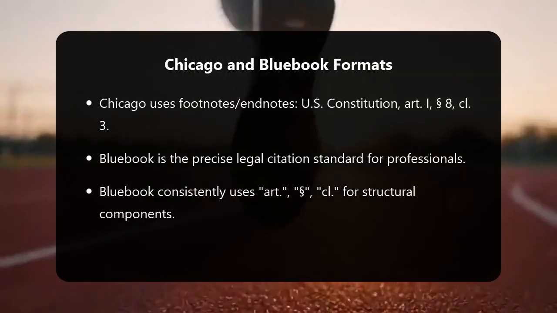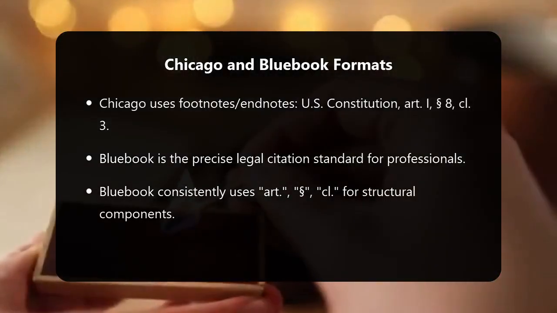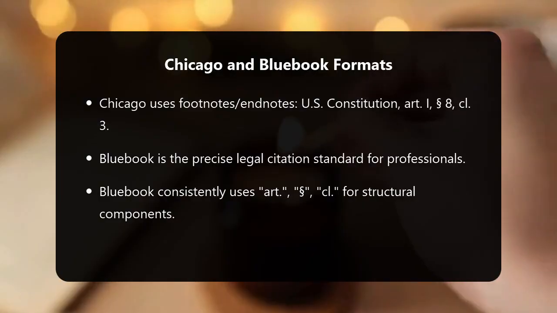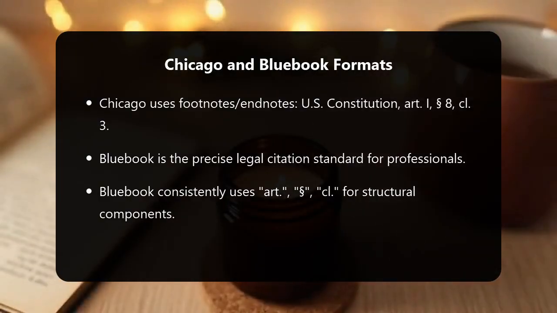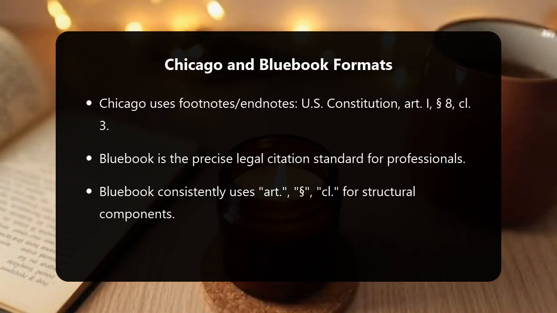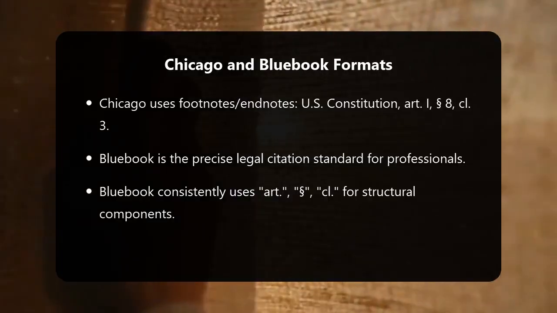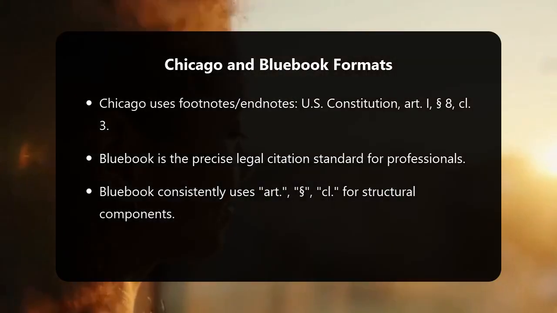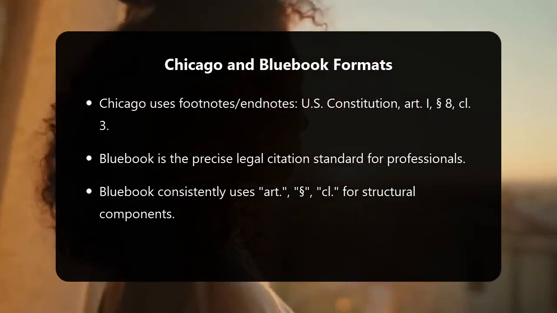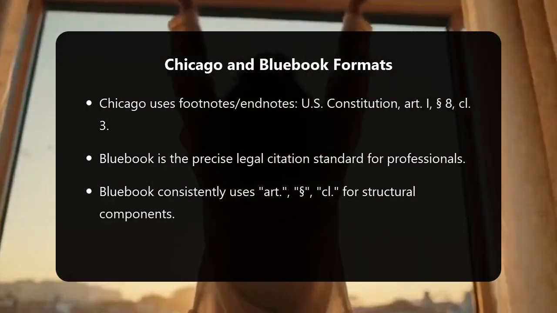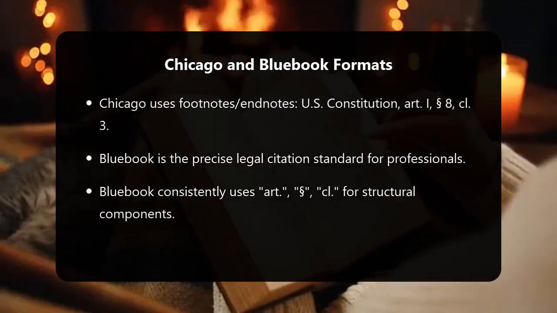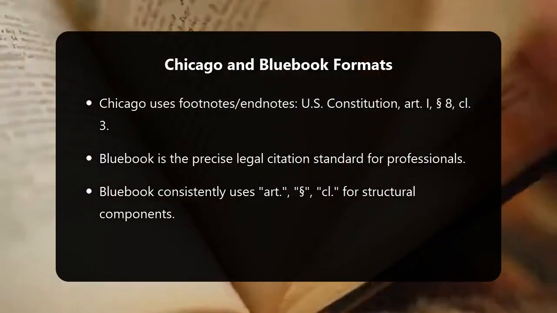When dealing with history and certain other fields, Chicago Manual of Style Notes-Bibliography System is prevalent. Here, footnotes or endnotes are common, for example, 1. U.S. Constitution, Art. I, Section 8, Cl. 3. In the bibliography, a simple entry like U.S. Constitution suffices, as the document is a well-known, unauthored primary source.